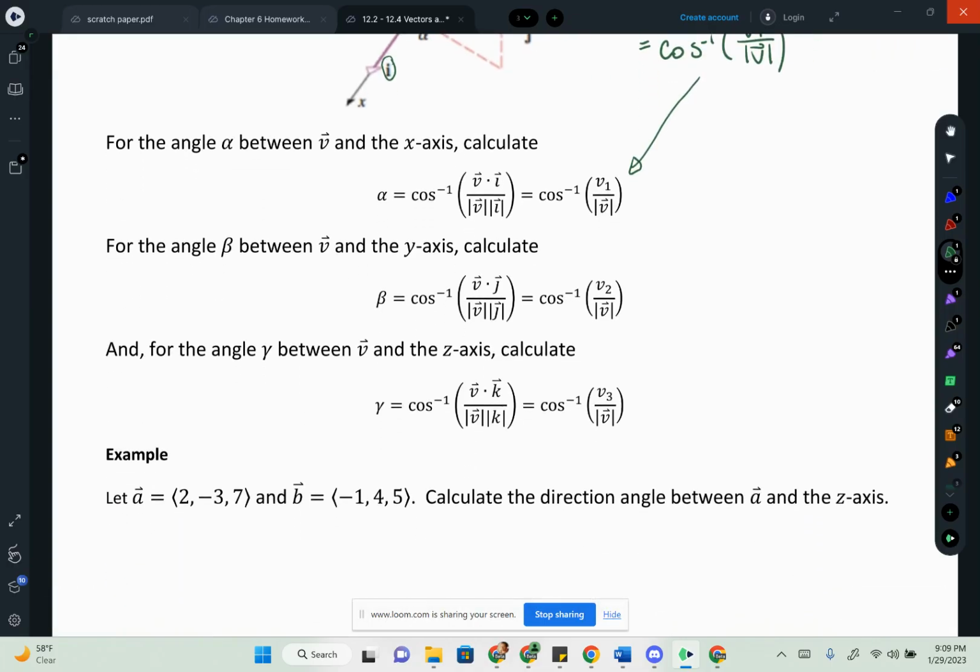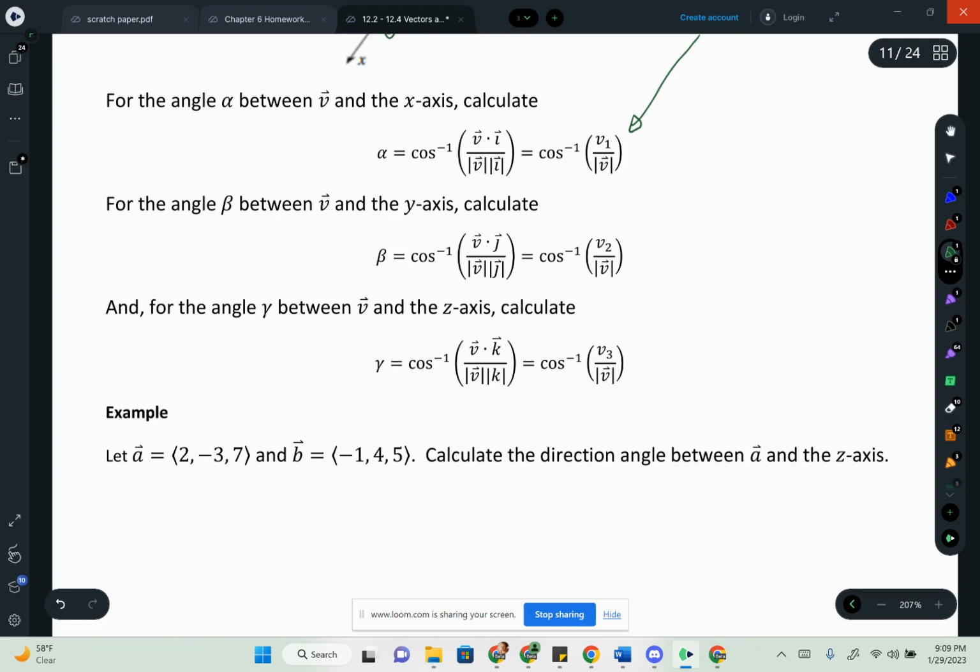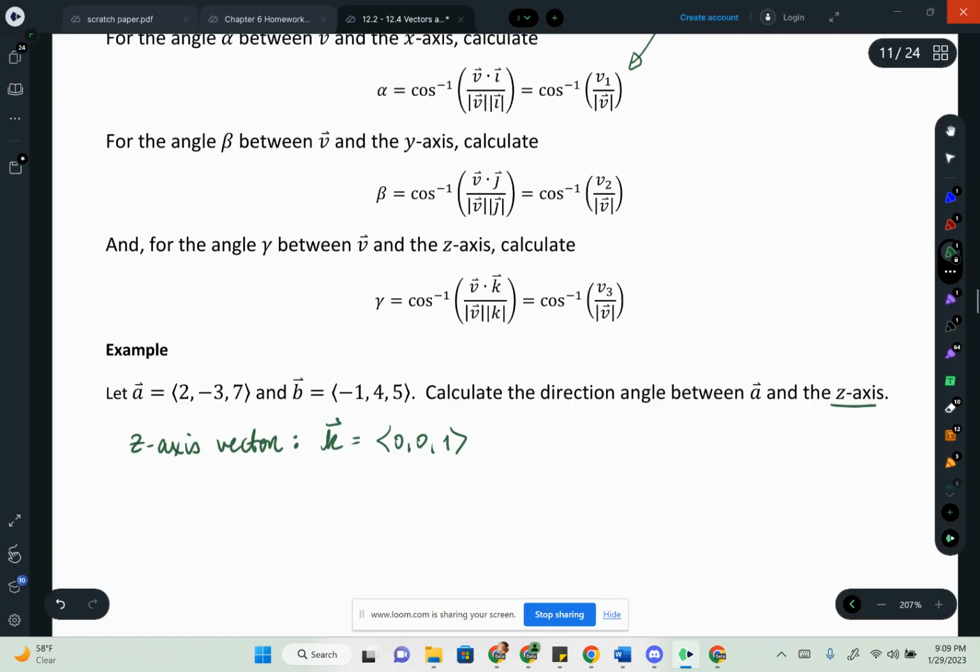So let's see, we've got our same 2 vectors again, 2, -3, 7, that's A, and B is -1, 4, 5. We are asked to calculate the direction angle between A and the z-axis. So the z-axis vector can be defined to be the k-hat vector, which has components 0, 0, 1. Okay, so if we want to find the angle between A and the z-axis, we have a name for it. It's called gamma. It looks like this.